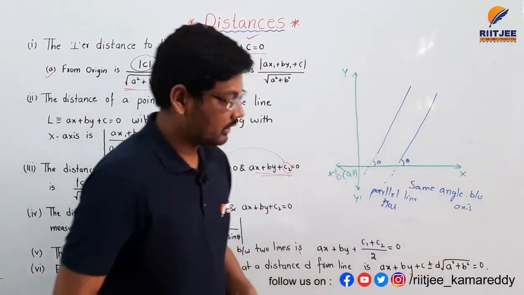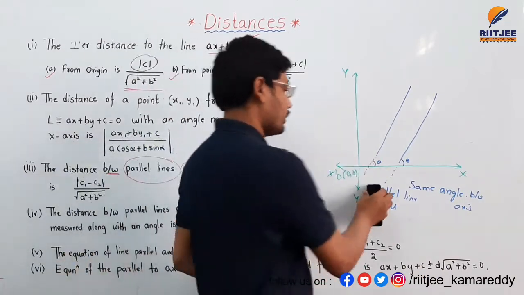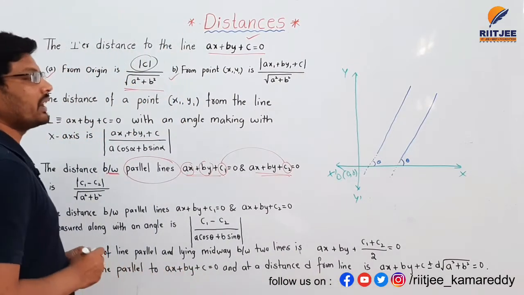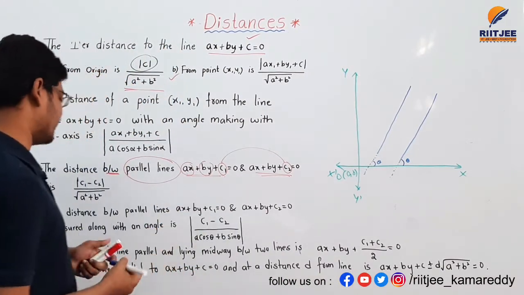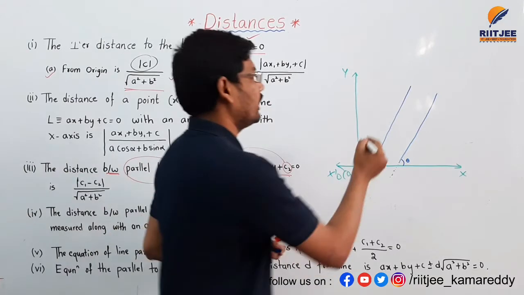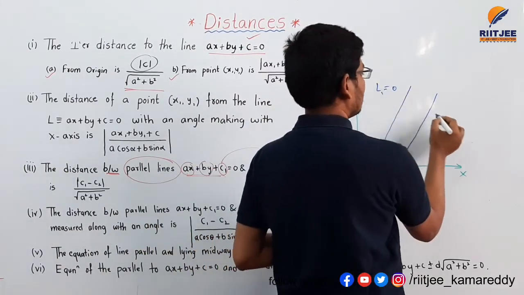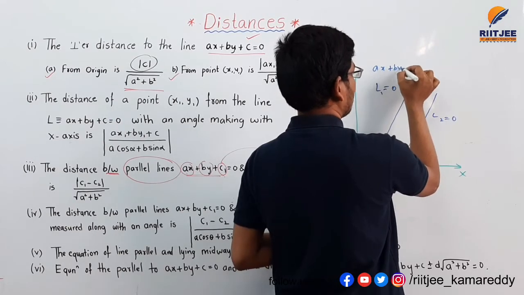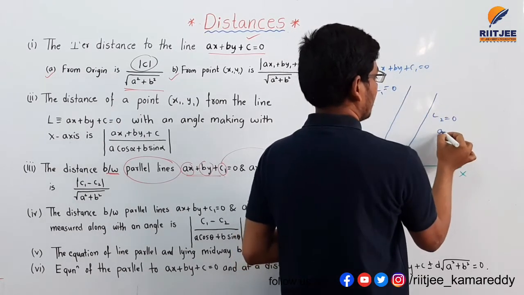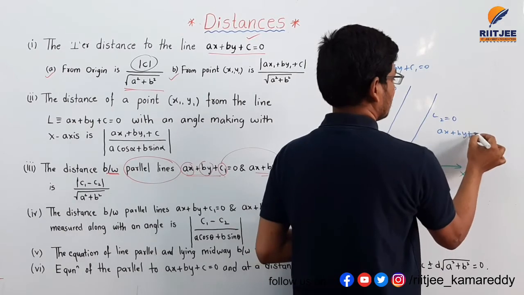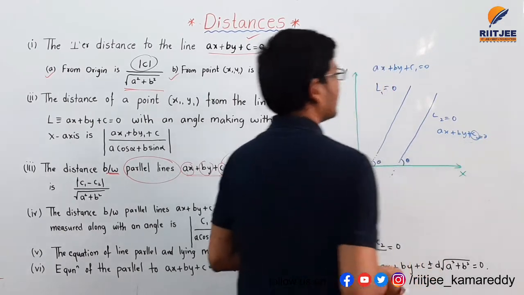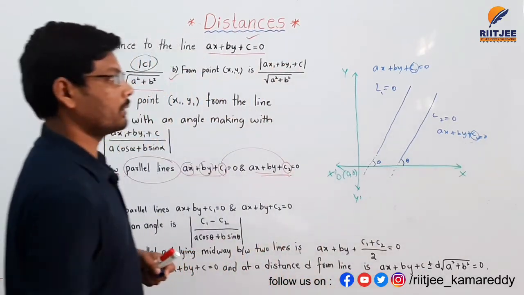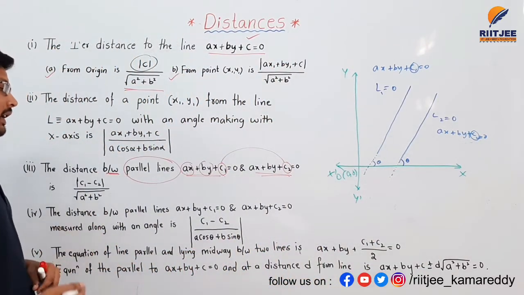This is the point here. For example, if one line takes a 45 degrees angle, the second line is also taking a 45 degrees angle to the x axis here, and this line is L1 equals 0 and this is also L2 equals 0. Ax plus by plus c1 equals 0, ax plus by plus c2 equals 0. They are parallel lines, which is nothing but having only c1 and c2 change here. Ax plus by is common for both the lines here.